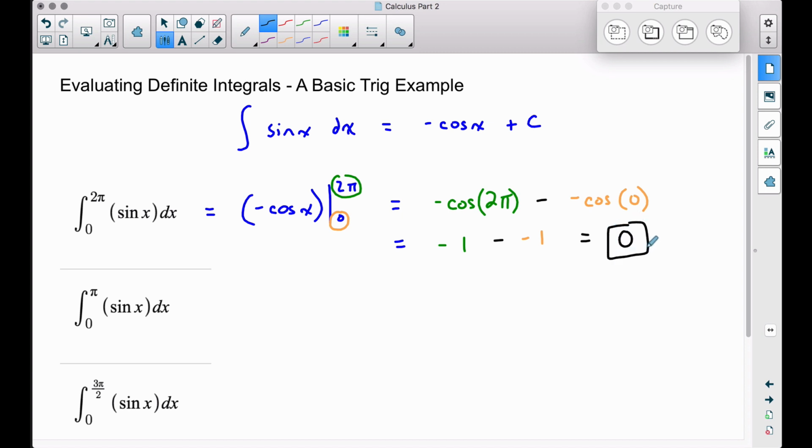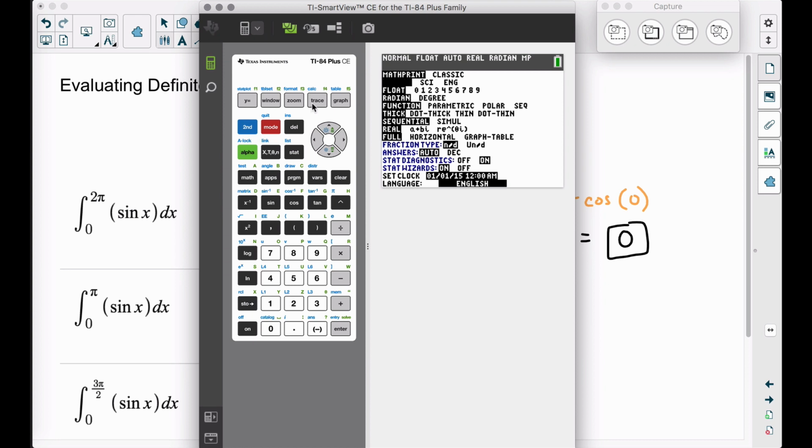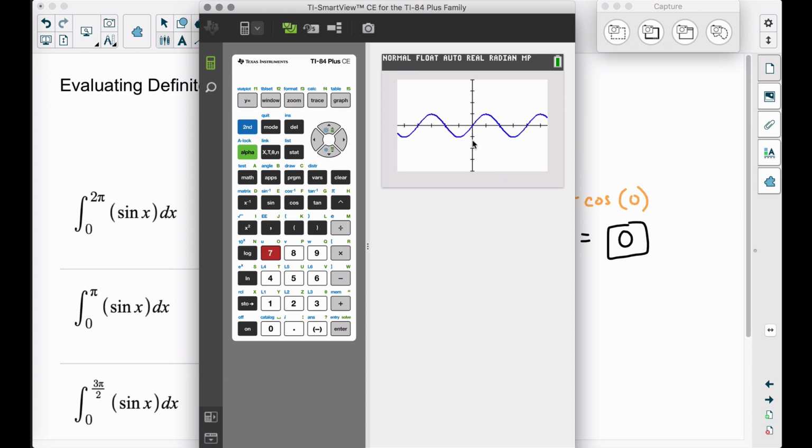Now, why do we get an area of 0? Got to be careful with your signs here. Let's look on the TI-84. I had the function sine of x. I am in radian mode. And for this function, let's zoom trig, zoom 7. There's our curve. And we want to find the definite integral from 0 to 2 pi. Here's 0, and when you zoom trig, each little tick mark on the x-axis represents pi over 2 units. So here's 0, here's pi, here's 2 pi.